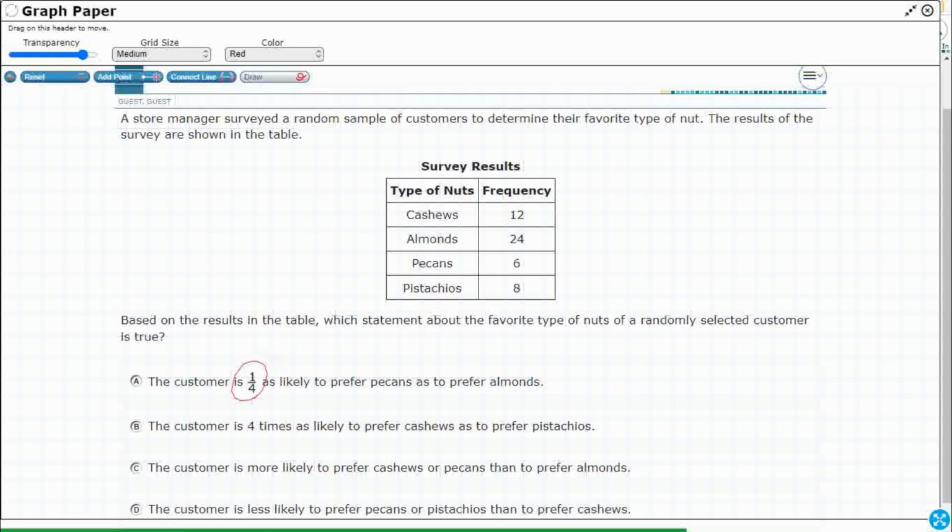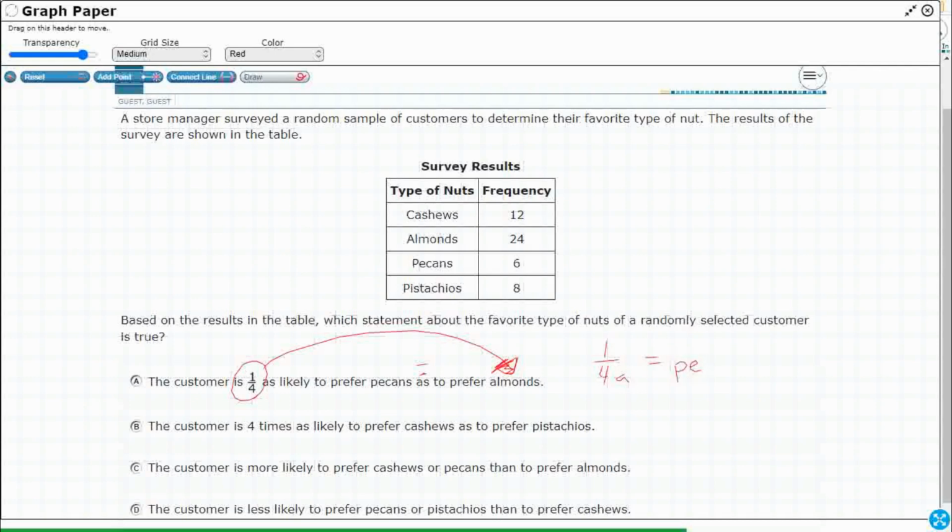So this 1/4 actually refers to how many almonds they want as preferred to pecans. That A is going to be equal to, so 1/4 A equals pecans. There's two different nuts that start with P, so I'll do PE for pecans.